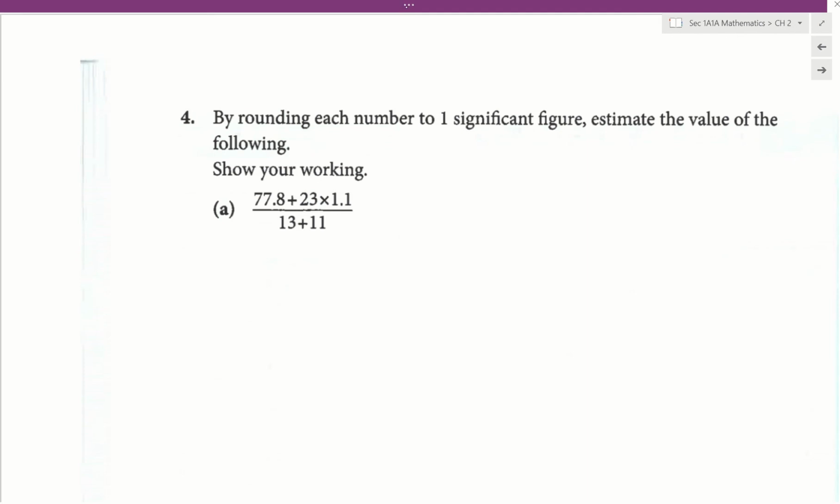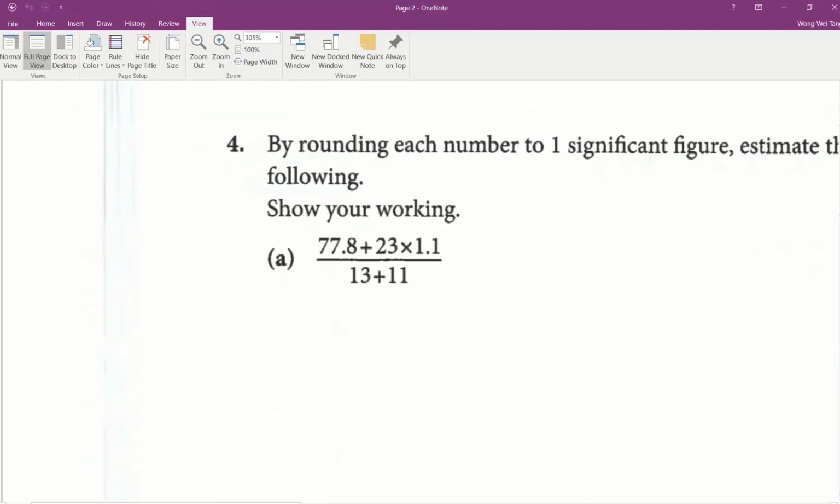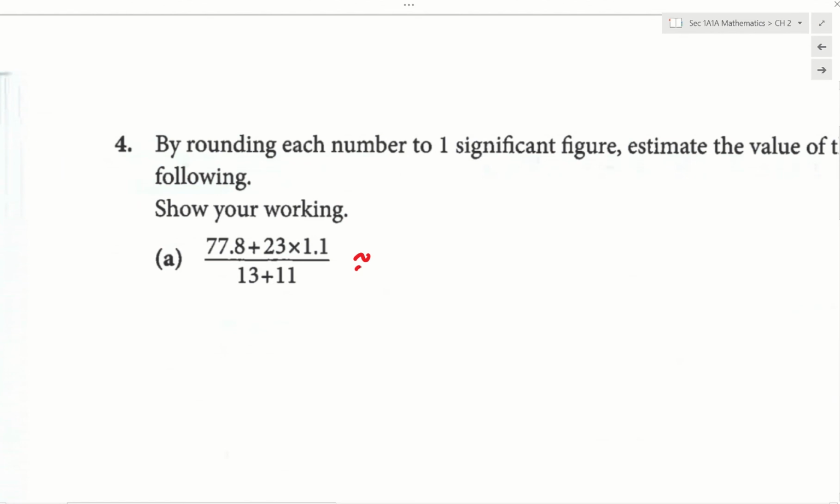We do so by circling the second SF. So 77.8. Circle your second SF. Which is your second SF? The second 7. Then, what do we need to do? Arrow up. And what is the first number approximately? 80. Then we have a plus 23. Do we leave it as 23? No. Circle the 3. Then only 10. Then what do we have? 20. Then copy down the times.